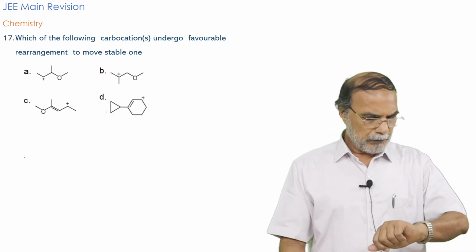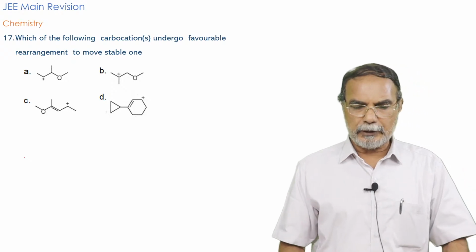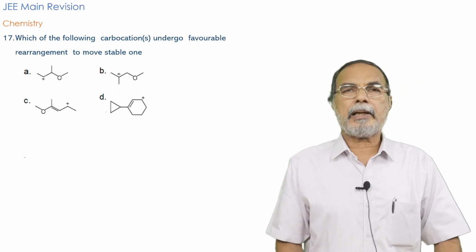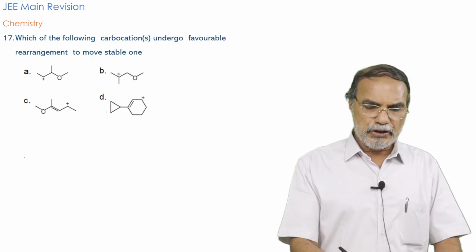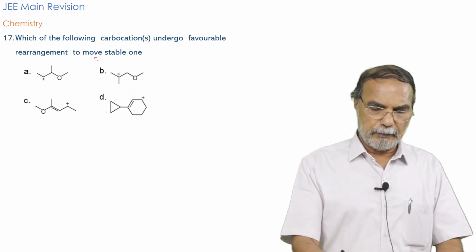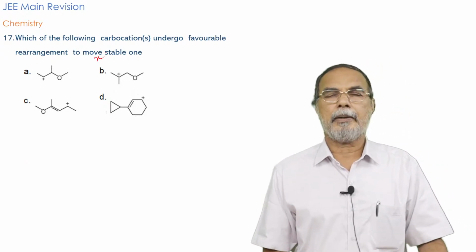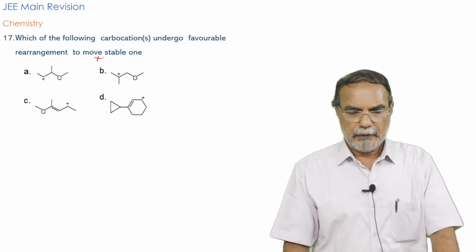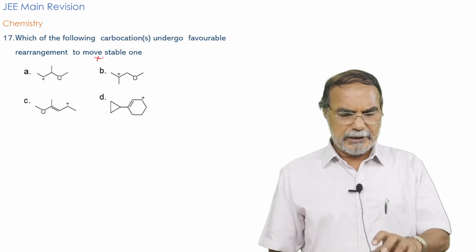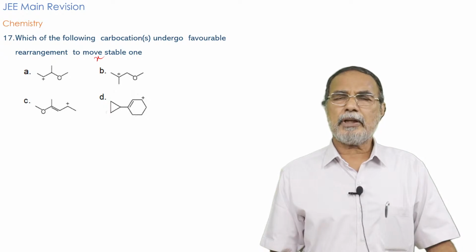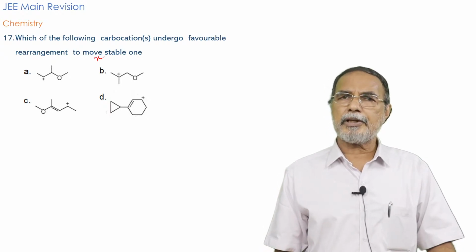Now, question 17. Which of the following carbocations undergo favorable rearrangement to a more stable one? Actually, it must be R here, more stable one. Structures are given. So think about the possibility of carbocation rearrangement.